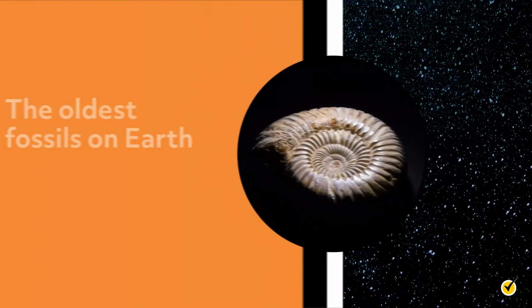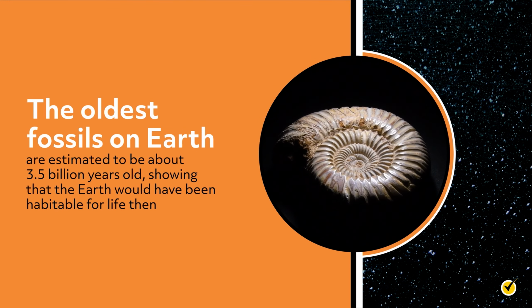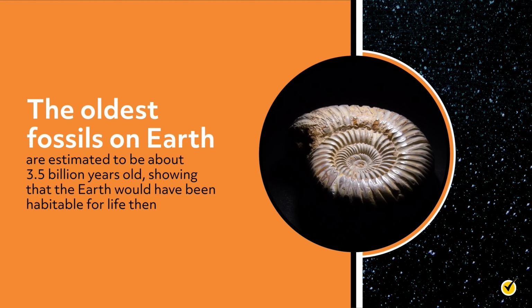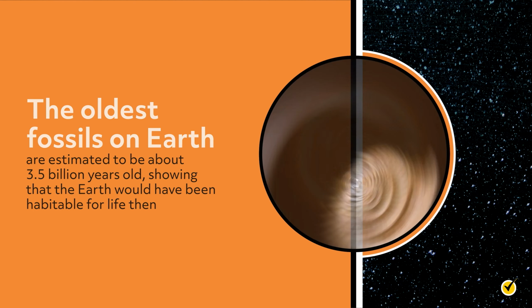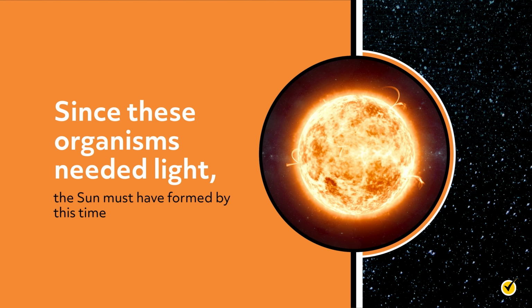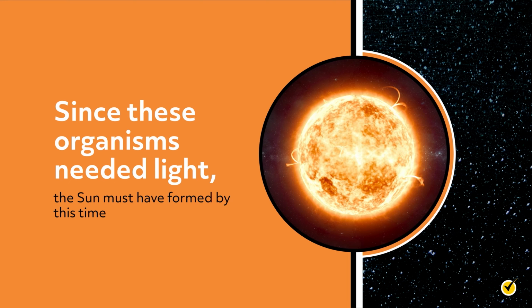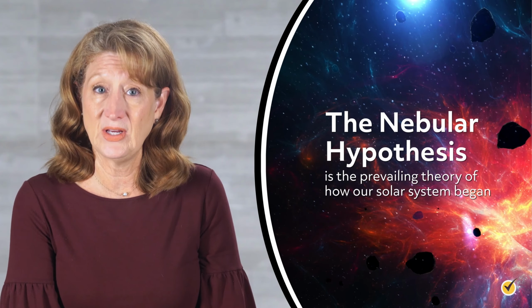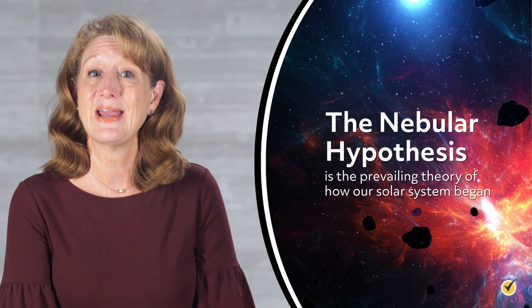The oldest fossils on Earth are estimated to be about 3.5 billion years old, showing that the Earth would have been habitable for life then. Since these organisms needed light, the Sun must have formed by this time. The nebular hypothesis is the prevailing theory of how our solar system began.